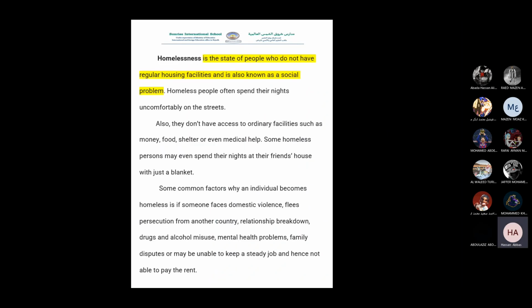This is a sample of how you can write a paragraph about homelessness. What does that mean? As we discussed, you have to define the terms of your paragraph. The term which we have is homelessness. It's the state of people who do not have regular housing facilities and is also known as a social problem.